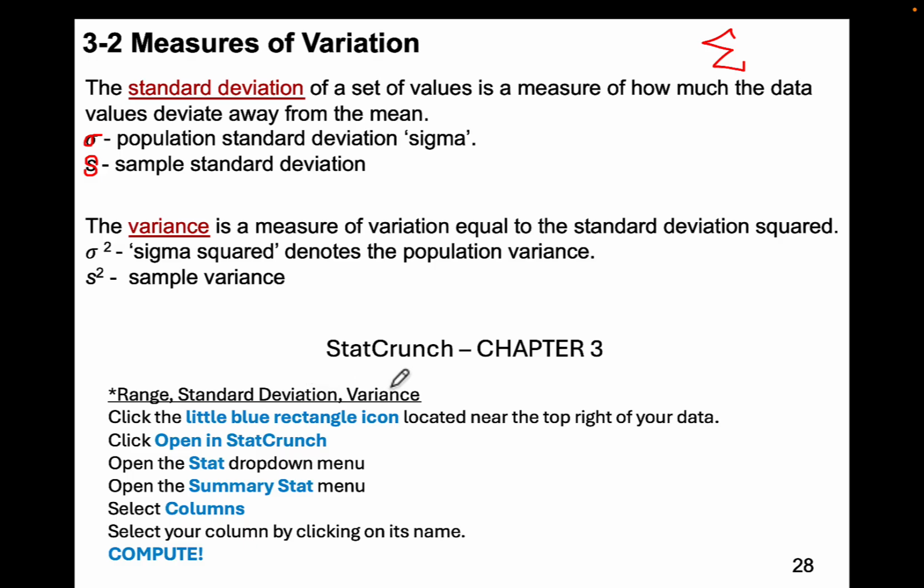All right, so StatCrunch Chapter 3, if we are asked to find the range, the standard deviation, or the variance from a set of data, then we will click on the light blue rectangular icon. That's going to put our data into StatCrunch for us, like we've seen. We're going to go to that Stat drop-down menu again, and we're going to use the same program that we used in section 3.1. It's the Summary Stats menu, select columns, and then we'll compute. I'll show you how to do that.